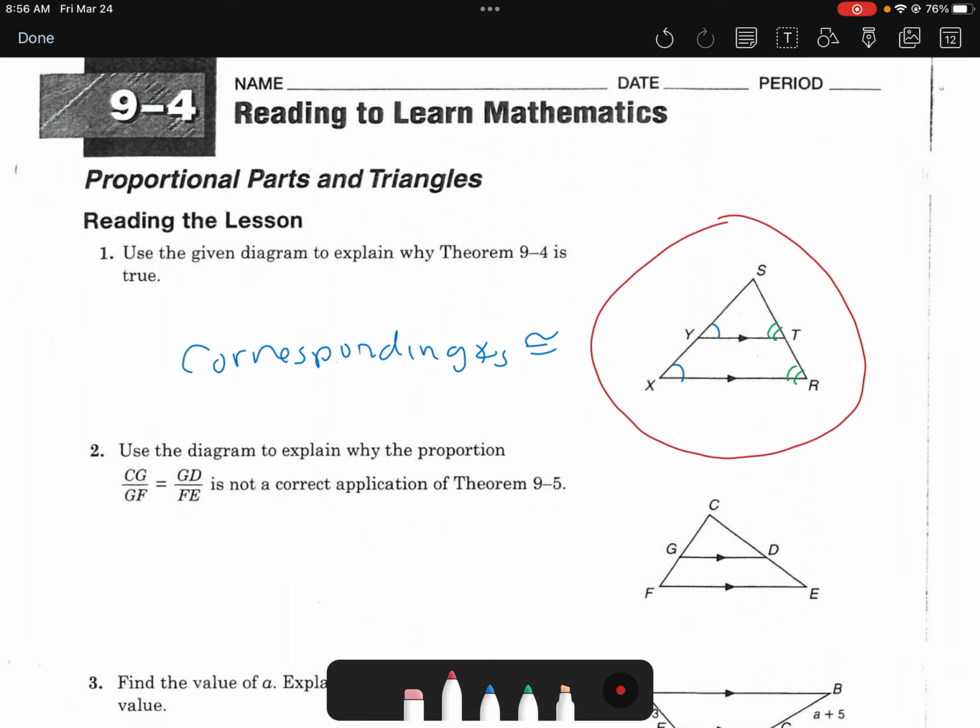And don't forget too, angle S is actually in both triangles. So you have 3 pairs of congruent angles. That means the triangles are similar by angle.